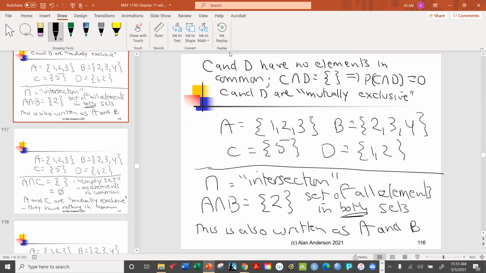All right, so that's an aside here. They have nothing in common, therefore they're said to be mutually exclusive, and their intersection is empty. Okay, so those all represent the same concept. Down here at the bottom, A and B do have an element in common, 2, so therefore the intersection there is just 2.